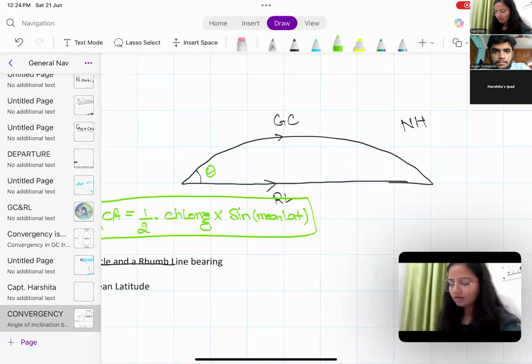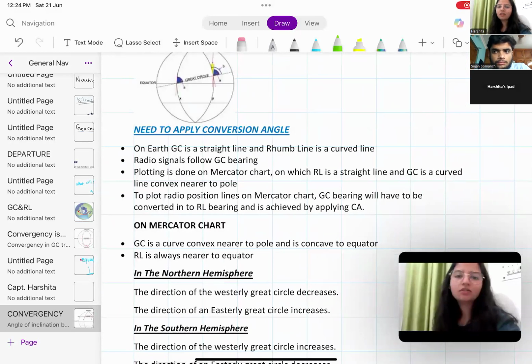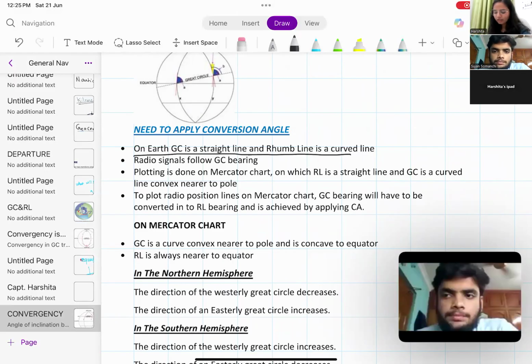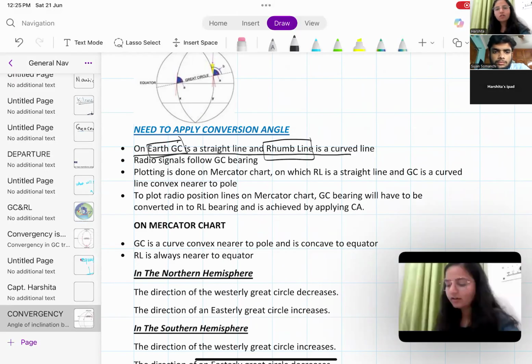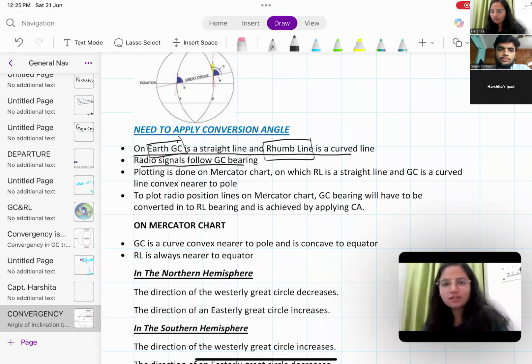Now we have to discuss what is the need to apply conversion angle and basically why are we studying the conversion. So on Earth, great circle is a straight line and rhumb line is a curved line. We're talking about it on the Earth, right? Because rhumb line is a line of constant angle, so it is always curved and it spirals towards the nearest pole, right? And radio signals are following great circle bearing. All the radio signals will follow the great circle bearings. They will follow the GC tracks.